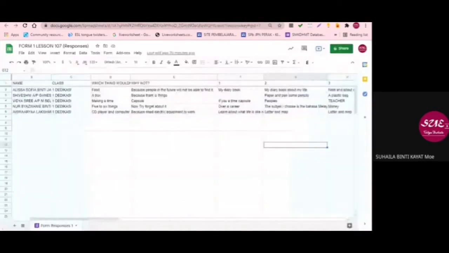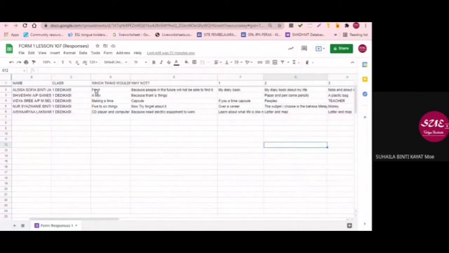Okay, kita tengok contoh. Okay, the first one, Alisa, dia jawab thing that she would not put is food. And then dia bagi jawapan, why not? Because people in the future will not be able to find it. Okay, logik. Yang saya cakap logik lah. Betul lah. Okay. Food nanti akan hancur kalau dia tanam contoh. Ataupun dia akan jadi rosak. So, you will throw it away. It will not last long. Okay. Okay, CD player. Okay. Because need electric equipment to work. Okay lah. Okay, yang lain ni. Okay. Tak terima jawapan. Saya tak terima jawapan.